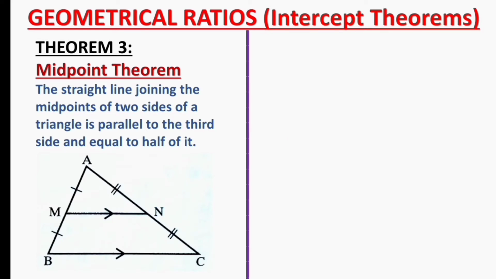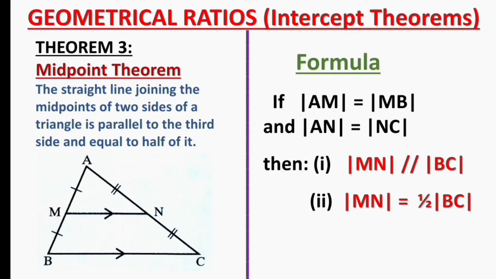Using a straight line to join the midpoints from M to N, these are some formulas that we can derive from the diagram. From the diagram, if the length of AM is equal to the length from M to B, and the length of AN is equal to the length from N to C, then we have two formulas that we can derive here. From the first formula, the length of MN is parallel to the length from B to C, while from the second formula, the length from M to N is equal to half of the length from B to C. Please take note of these formulas associated with the midpoint theorem.